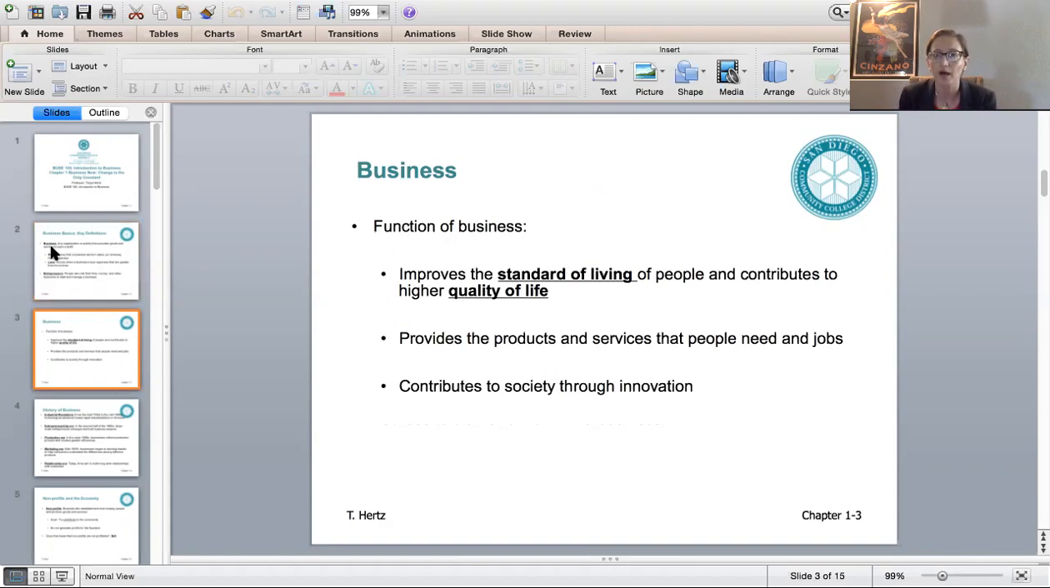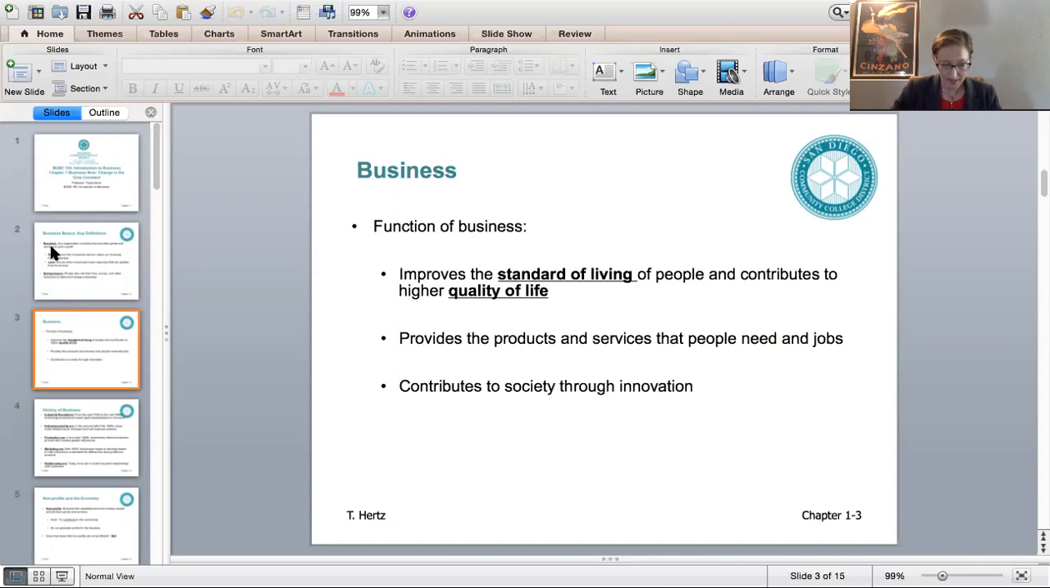So the function of business is to improve the standard of living of the people and to contribute to a higher quality of life. So standard of living is the degree of wealth and materials available to a person in a certain geographical area. Quality of life is the standard of health, comfort, happiness that is experienced by a person. This is usually dependent upon their income and the quality and availability of employment in a given area.